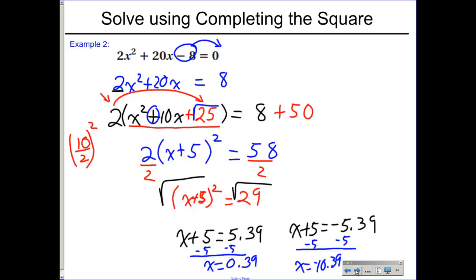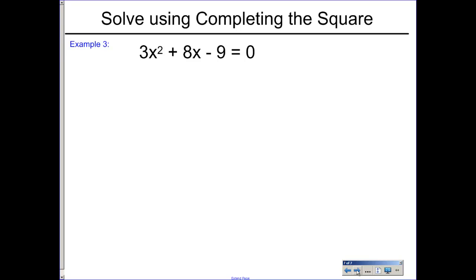Subtract 5 from both sides, and x is going to equal negative 10.39. Example number 3, again, I do not have a leading coefficient that is 1, so I'm going to have to turn it into a 1.